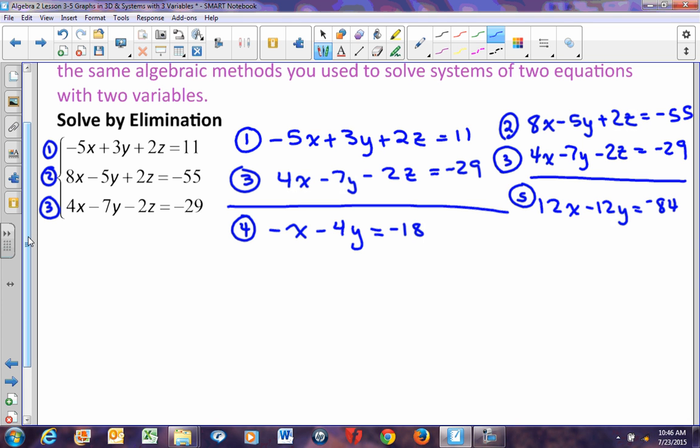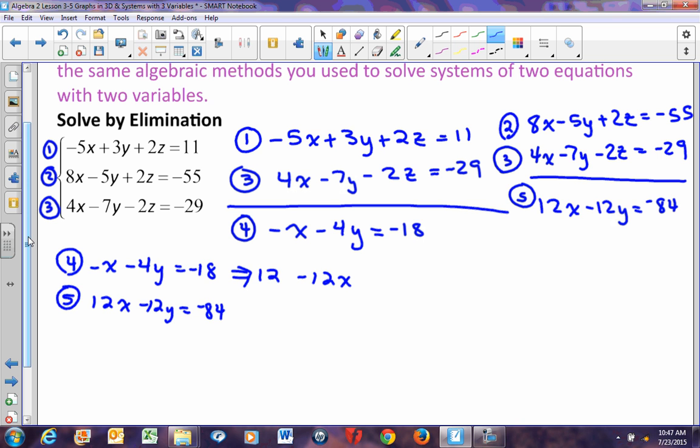Now I'm going to take equation number 4 and equation number 5, and I'm going to eliminate either x or y. I'm thinking eliminating x might be fairly simple because all I have to do is multiply the first equation. Let's just take equation number 4, which is negative x minus 4y equals negative 18, and equation number 5, which is 12x minus 12y equals negative 84. I'm going to take equation number 4 and multiply it by 12. That gives me negative 12x. Okay, 4 times 12, negative 12.